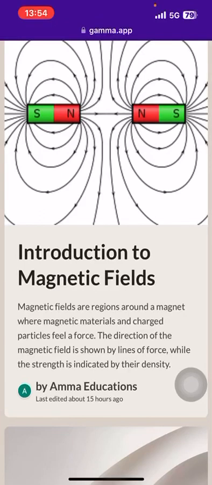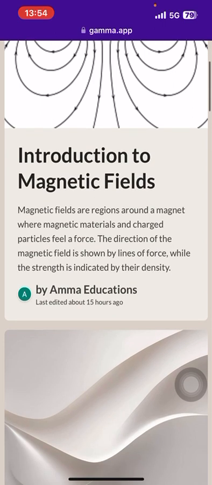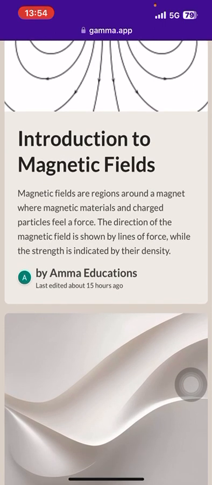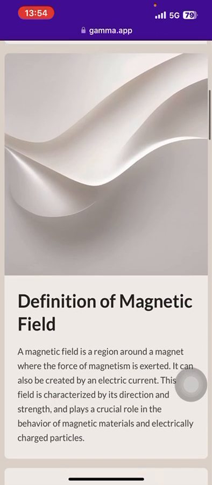Magnetic fields are the regions around a magnet where magnetic materials and charged particles feel a force. The particular charged particles feel a force because of the magnet. The direction of the magnetic field is shown by the lines of force, while the strength is indicated by their density. If there is high density, the strength is more. If there is low density, the strength is less.